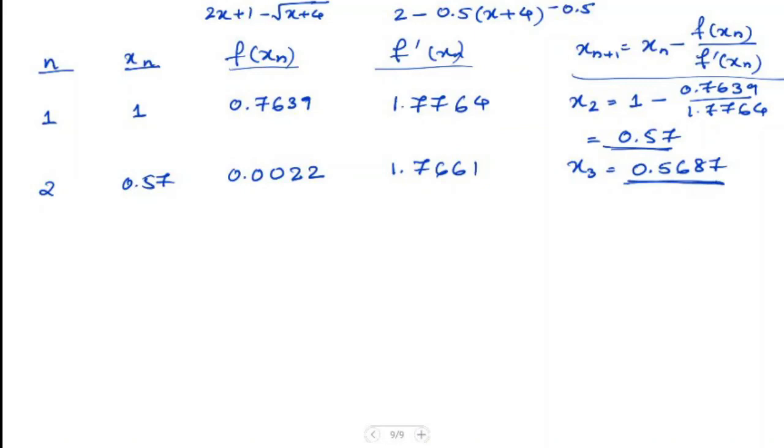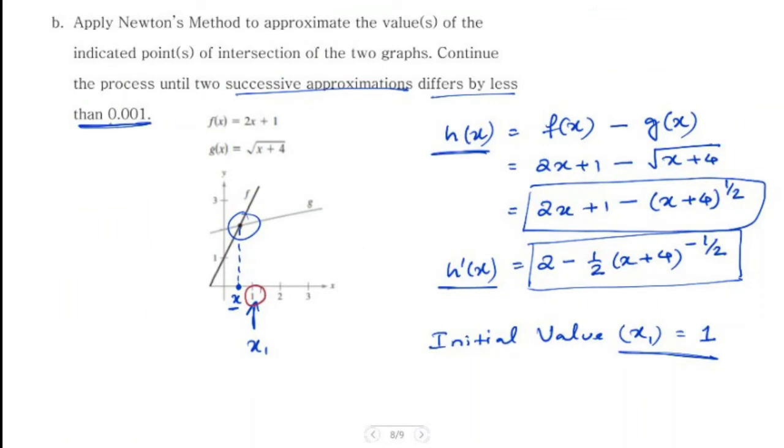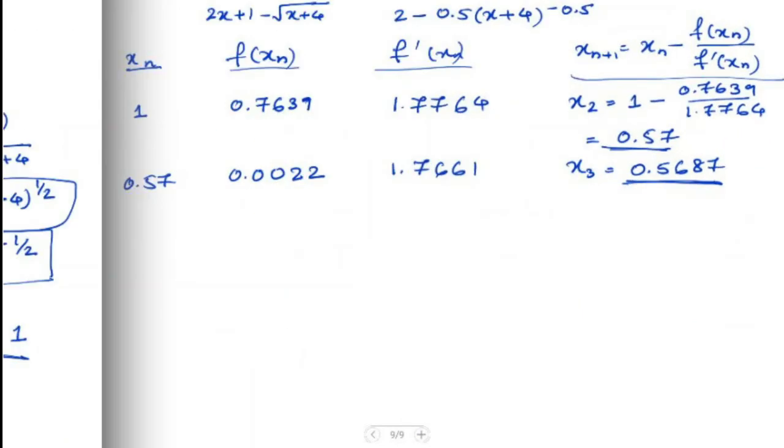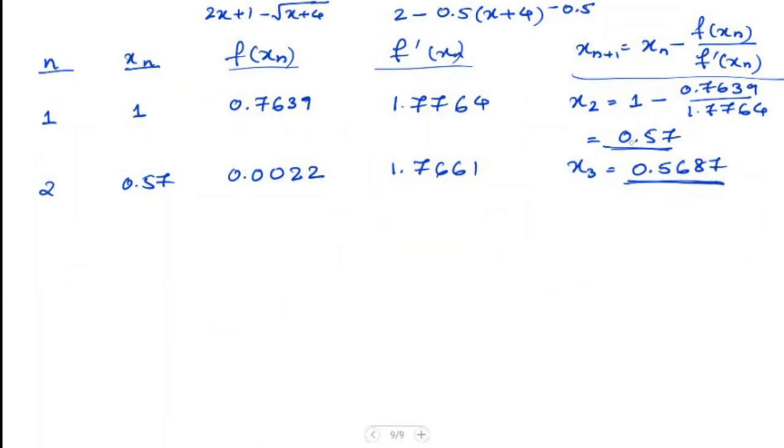Now what we are supposed to check is successive approximations: whether the difference between them, if you subtract them, is less than 0.001. If you subtract 0.5687 minus 0.57, what you get is 0.003, so that's not less than 0.001. That's more than that, so it's still not satisfied, and we have to do more steps.